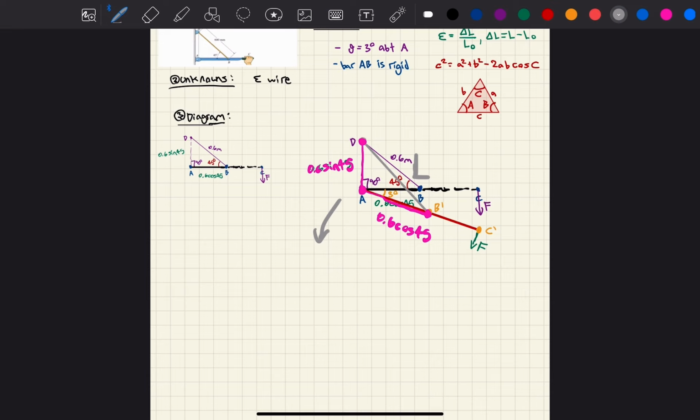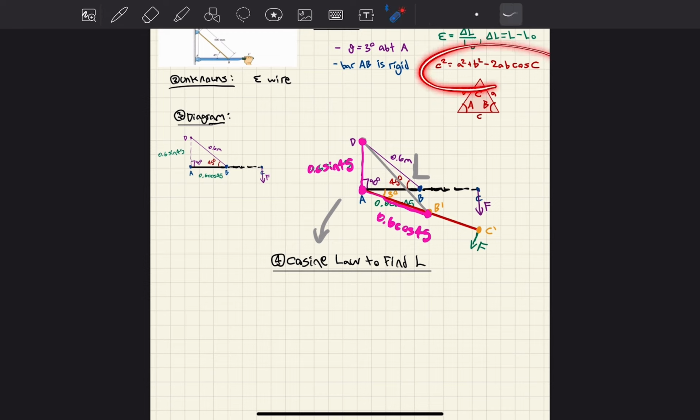So from this mess, we can use cosine law. I really hope that was understood, but I will go through it quickly once again. Cosine law to find L. Remember, this is the formula, so I'm going to refer to this. C squared, what's our C squared? That's L squared. We will pick this one to be A, this one B, and this inner angle is C.